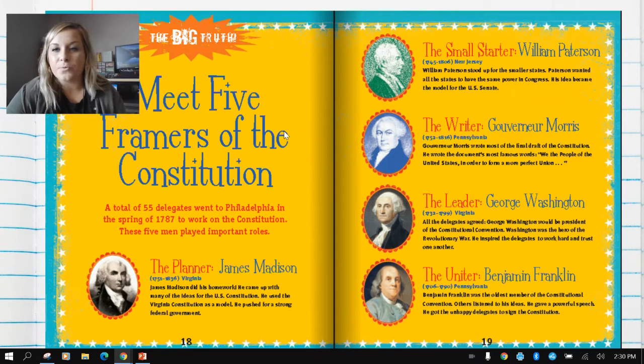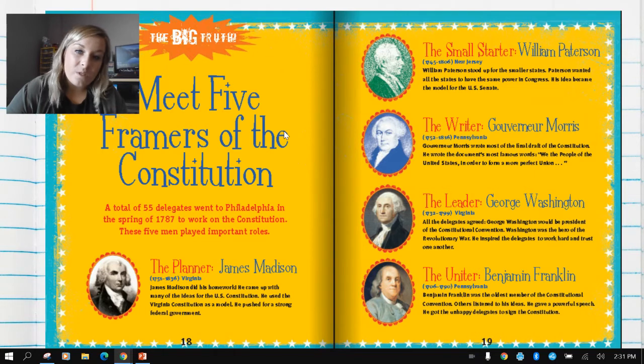The leader was George Washington, alive from 1732 to 1799. He also was from Virginia, just like James Madison. All the delegates agreed George Washington would be president of the Constitutional Convention. Washington was the hero of the Revolutionary War. He inspired the delegates to work hard and trust one another.